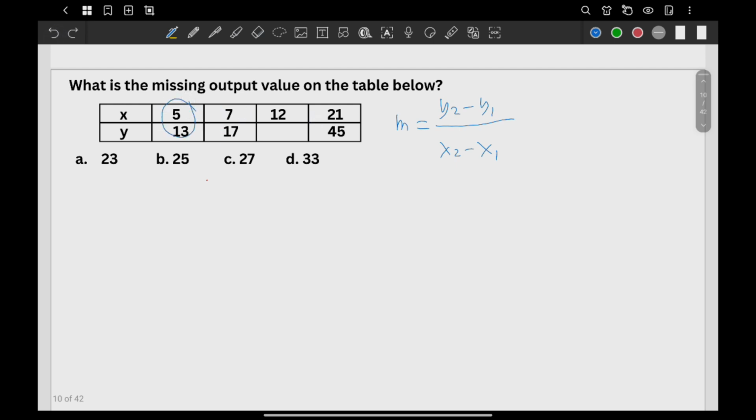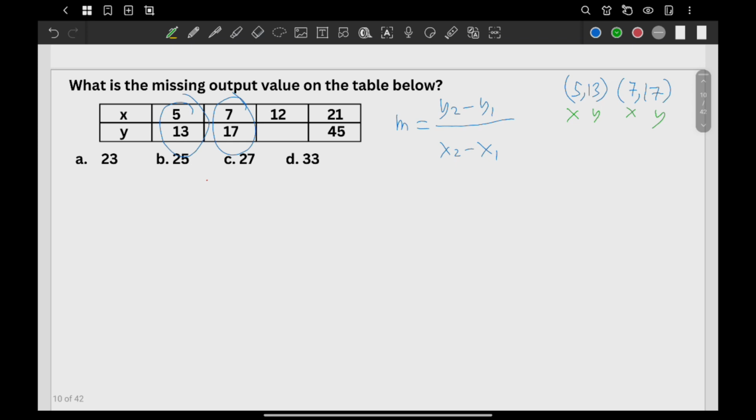In this case, we have 3 options: 1, 2, and 3. The 12 and the blank we cannot use, because the value of y is not yet known. So let's say we use 5, 13 and 7, 17. Those are our 2 points. I will just rewrite it: 5, 13, and the other one is 7, 17. So this is x, y, x, and y.